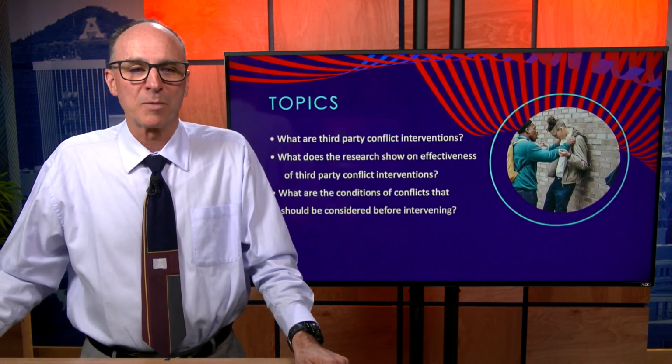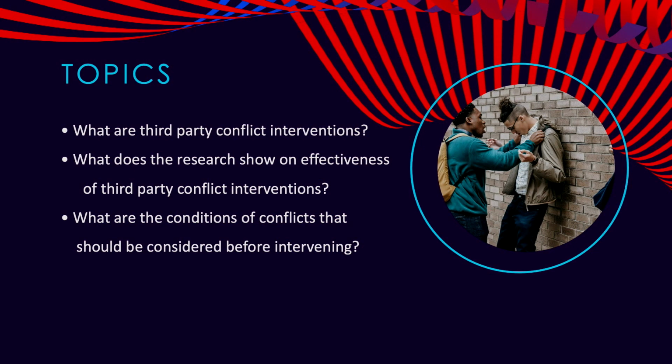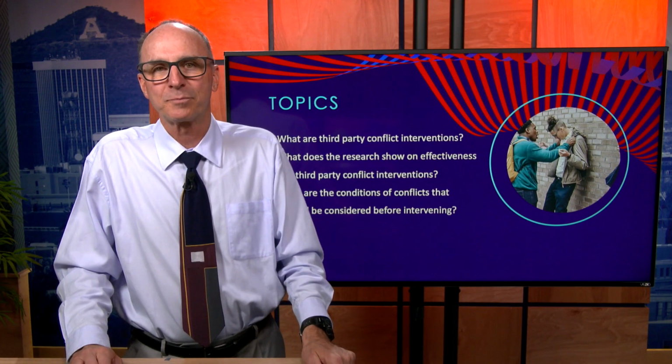Third-party conflict interventions can be very complex and very dangerous in some cases, and in other cases they can go fairly well. Today I'd like to talk with you about some of the actual social scientific research that exists on third-party conflict interventions, telling us how it happens and why it happens. So today we'll talk about what third-party conflict interventions are, what this actually entails. We'll also talk about the research on the effectiveness of third-party conflict interventions. And finally, we'll talk about the conditions of conflicts that should be considered when deciding whether or not to intervene in a conflict between other people.